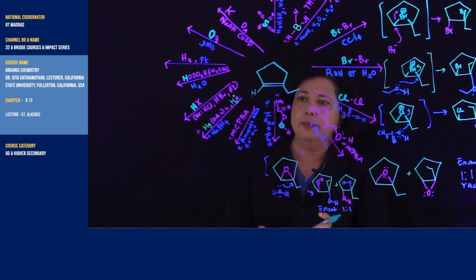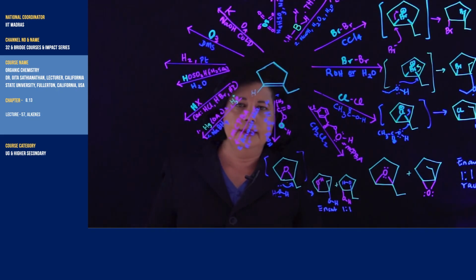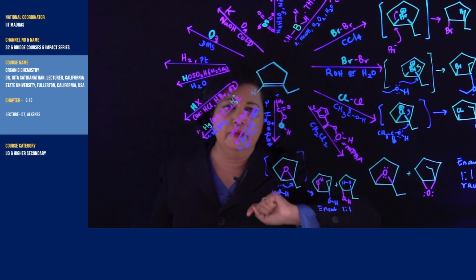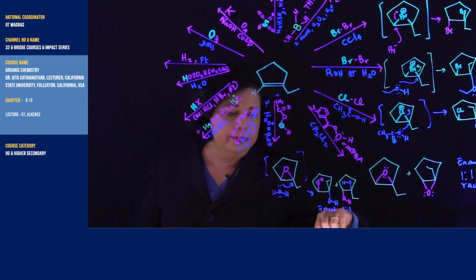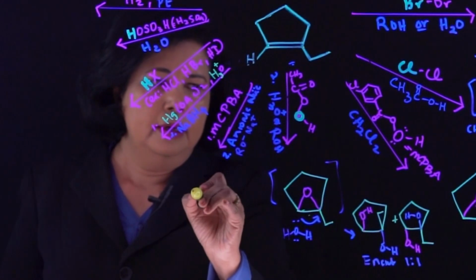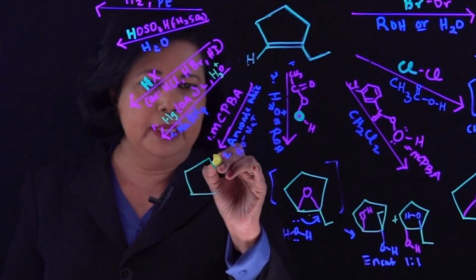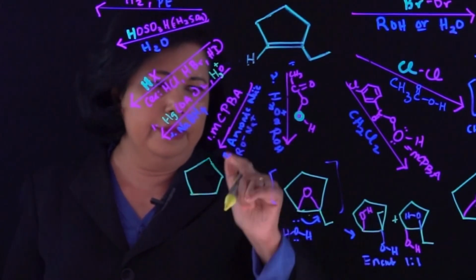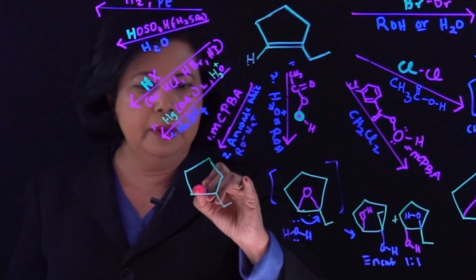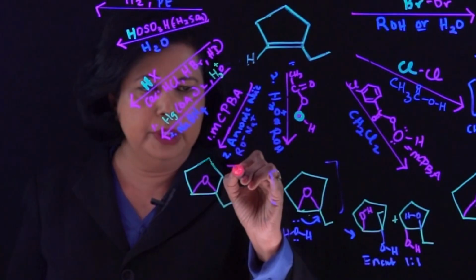Let's look at what happens with MCPBA in an anionic environment or a basic environment. So here you're going to get the same epoxide forming with MCPBA and dichloromethane as your solvent, and you can form it above or below. Let's say you form it above. I'm only showing one.